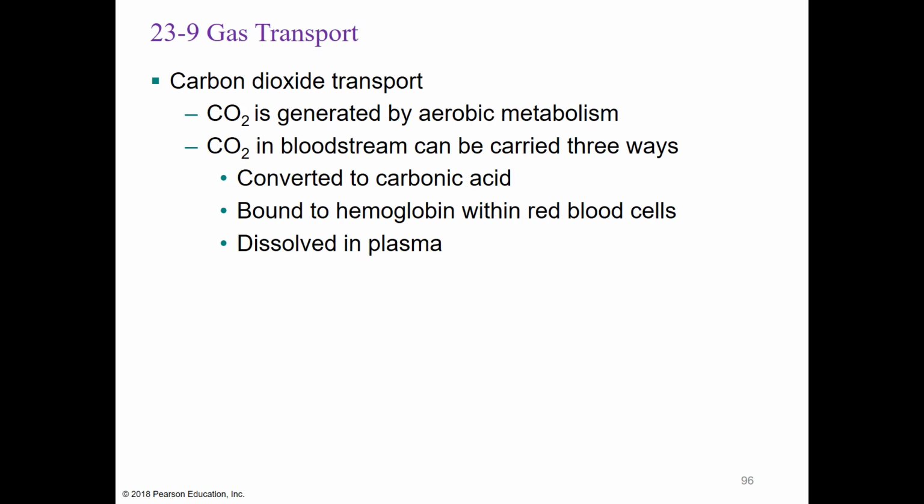CO2 and how it's transported. CO2 is generated by aerobic metabolism. CO2 in your bloodstream can be carried in 3 ways, and we're going to look at these 3 ways. It can be converted to carbonic acid. It can be bound to hemoglobin within red blood cells, or it can dissolve in the plasma.